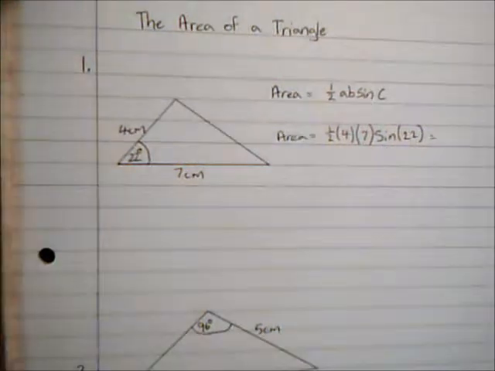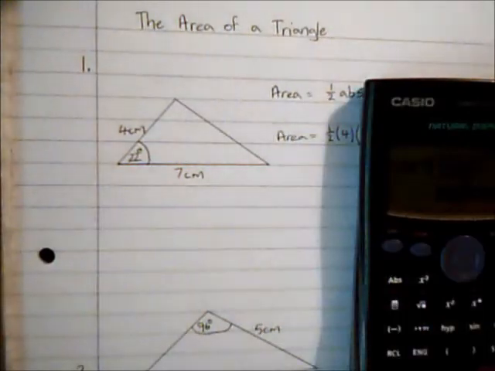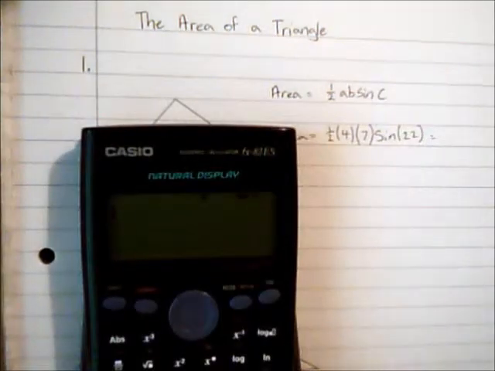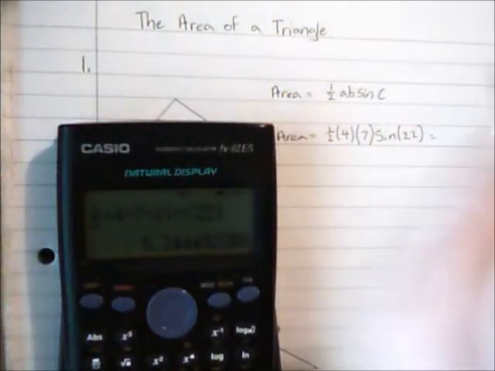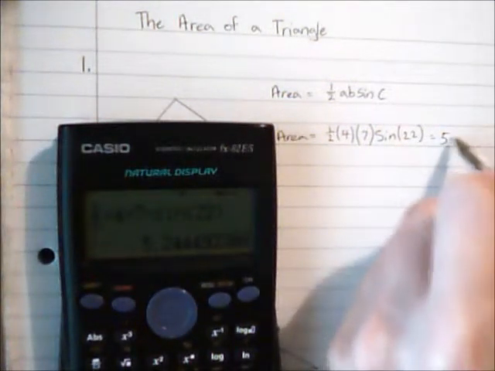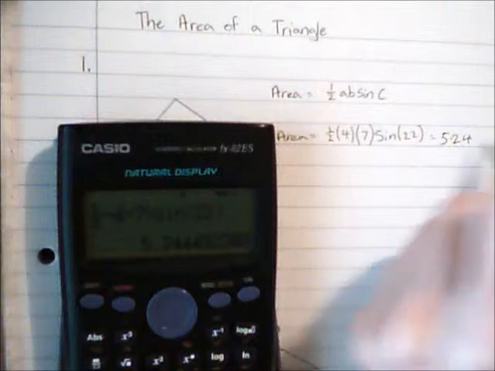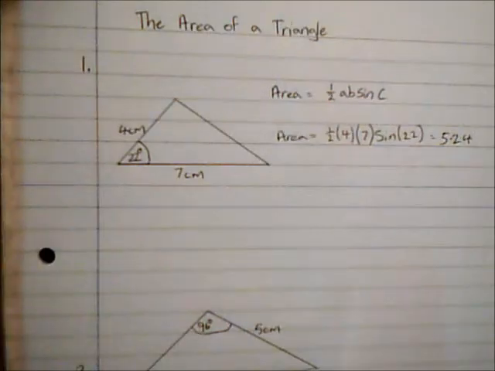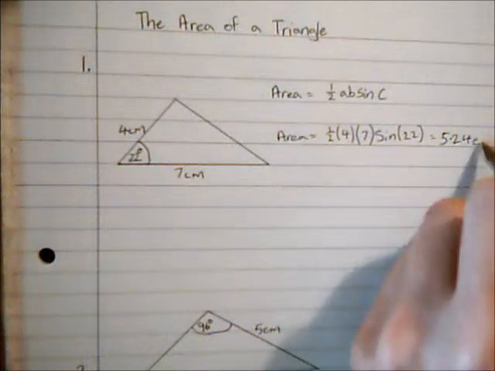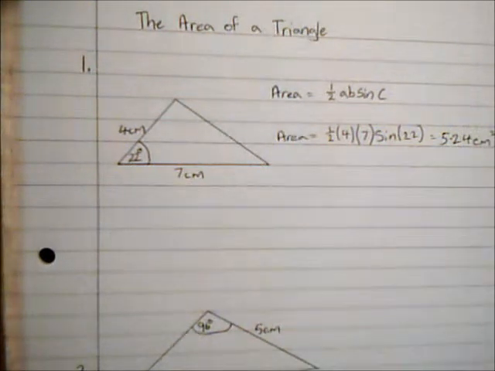Now I can evaluate that immediately on my calculator. So here I have a half multiplied by 4 multiplied by 7 multiplied by sine of 22. So 5.24 if I do this to three significant figures, and because this is an area and my initial units are centimetres, this is going to be centimetres squared.